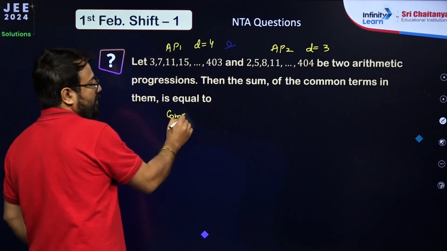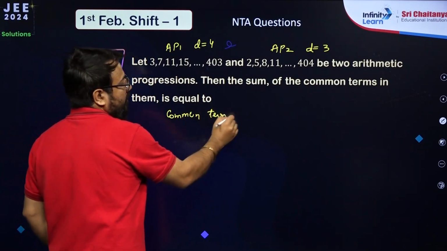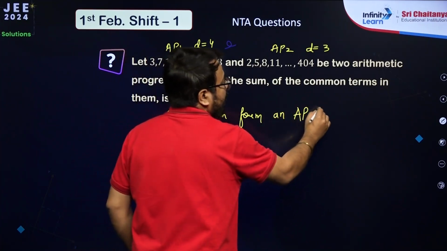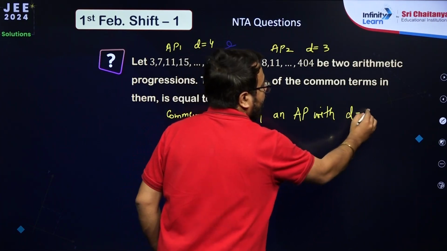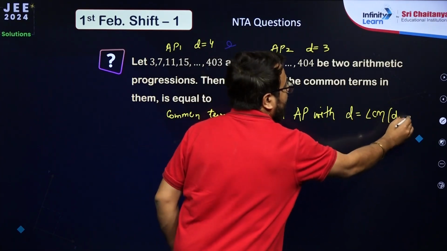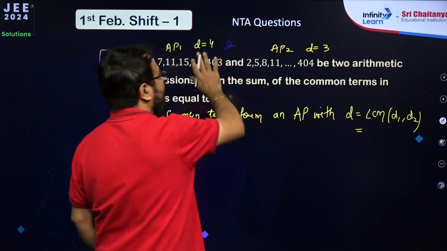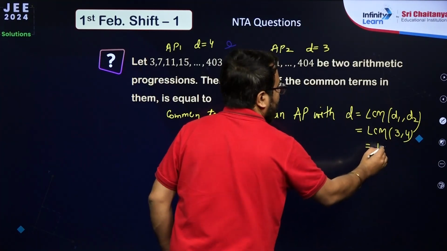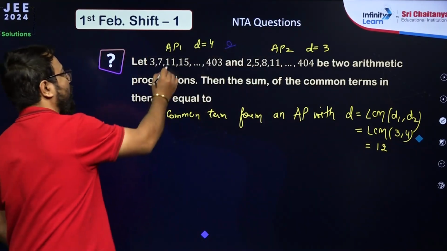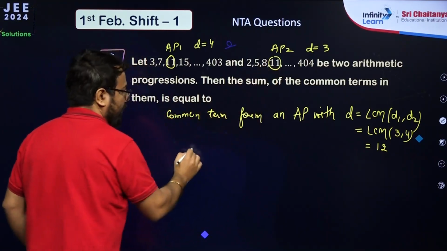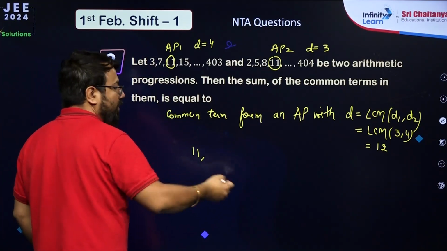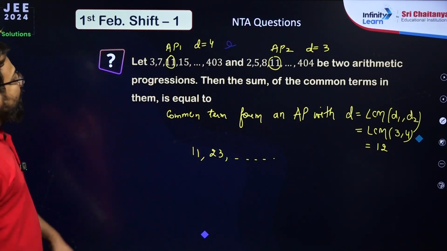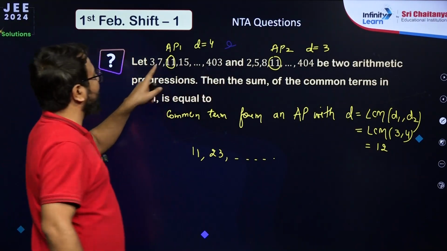So, their common terms form an AP with difference as the LCM of D1 and D2. What is D1, D2? Common difference of first and common difference of second. LCM of 3 and 4 is 12. So, the AP will start with the common number 11 and the difference is 12. 11 plus 12, it will become 23 and it will keep on going. I know that here the difference is 3 and here the difference is 4.